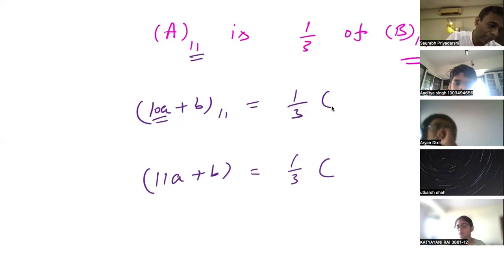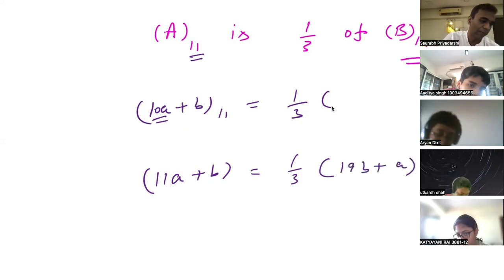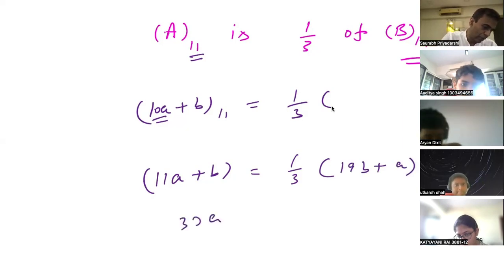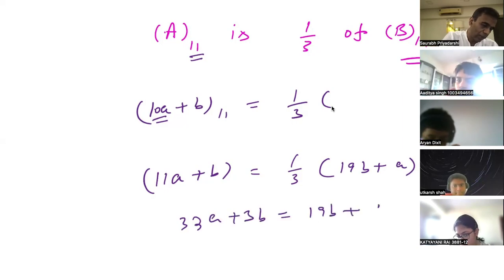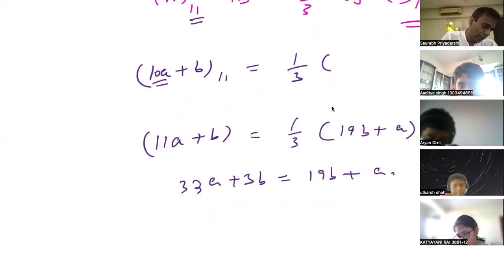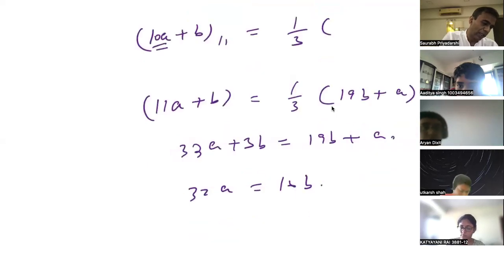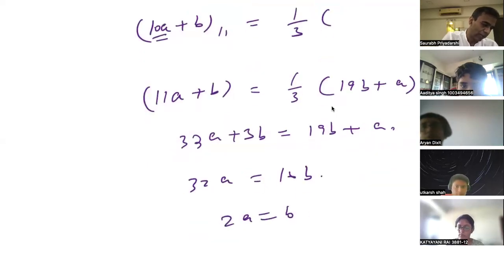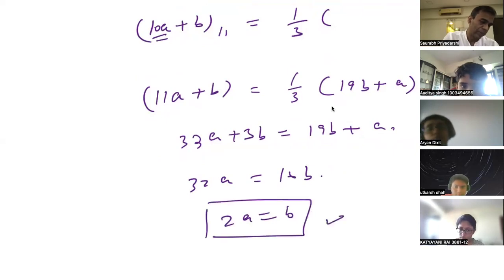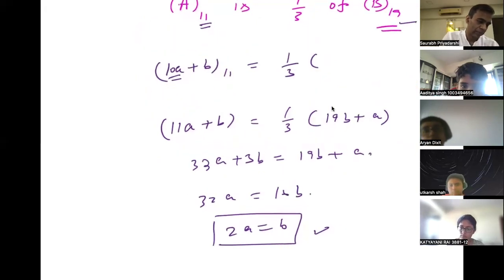And this I can write, right? This will be reversed. So 19B plus A. So 33A plus 3B is equal to 19B plus A. What I'm getting: 32A is equal to 16B. That would mean A would be 1, B would be 2; A would be 2, B would be 4; A would be 3, B would be 6.